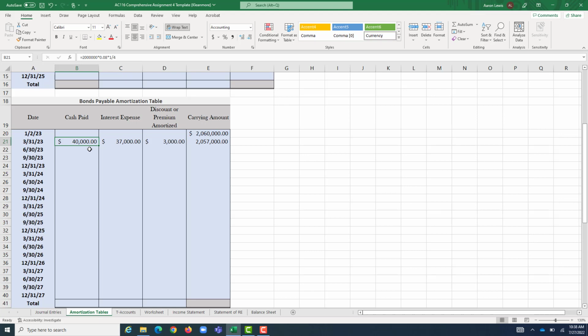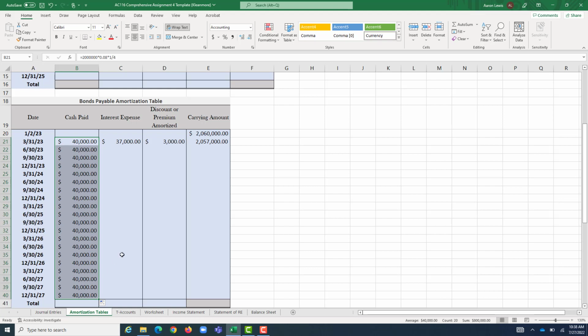For a bond, you pay the same amount of interest each and every time that you pay because the face value of that bond never changes. The stated rate of that bond never changes. And the time interval that you're paying, in our case quarterly, that never changes. All of the inputs in your formula are always going to be exactly the same. So to fill in your cash paid column, all you need to do is just fill handle all the way down. It's going to be $40,000 each and every time. And we just fill all those in.